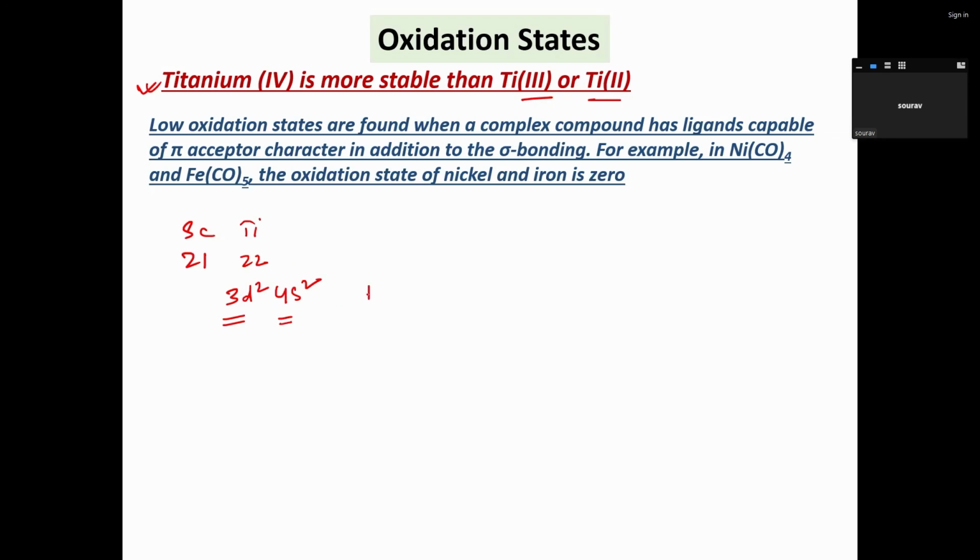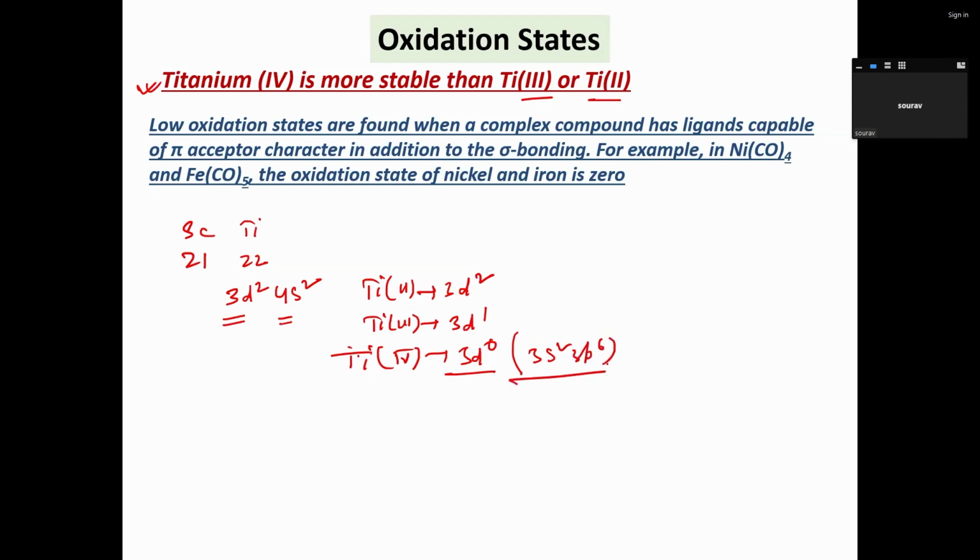When we are talking about the titanium plus 2 oxidation state, the electronic configuration is 3d2. For the titanium plus 3 oxidation state, it is 3d1. For the titanium plus 4 oxidation state, it is 3d0. That means it has 3s2 3p6, so it is following the inert gas, a noble gas electronic configuration. So it is the most stable electronic configuration. That's why titanium plus 4 is more stable than titanium plus 3 and titanium plus 2.